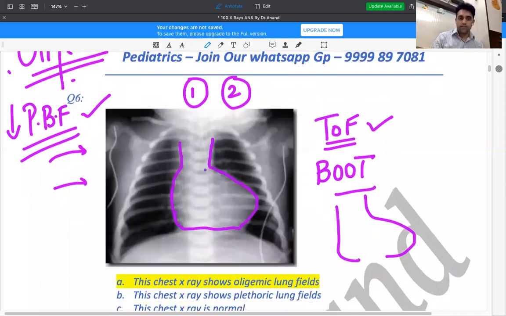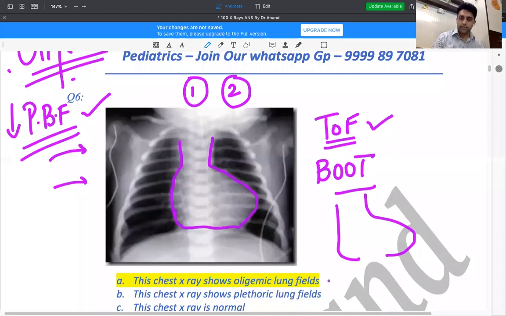So the answer is that only, my dear, that it's a case of tetralogy of Fallot and it's a congenital heart disease with oligemic lung fields. Okay, that you should know.